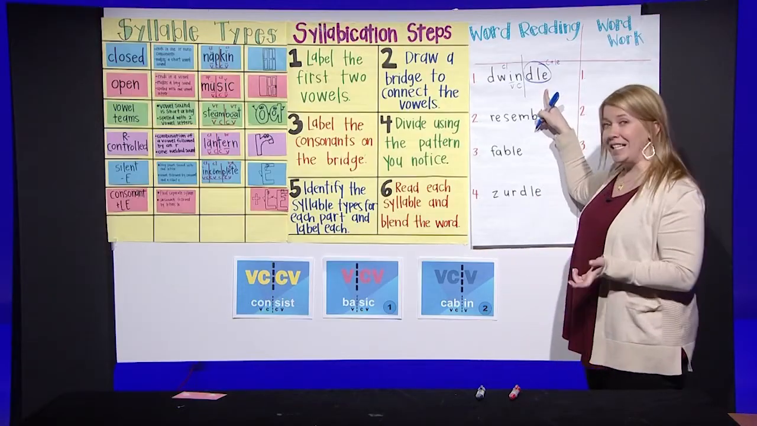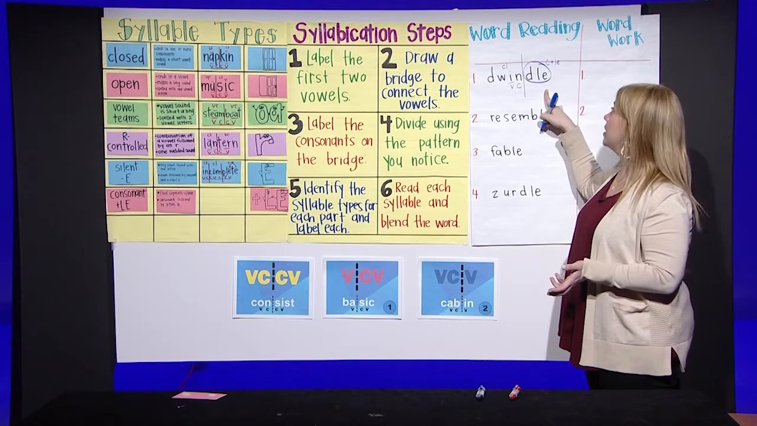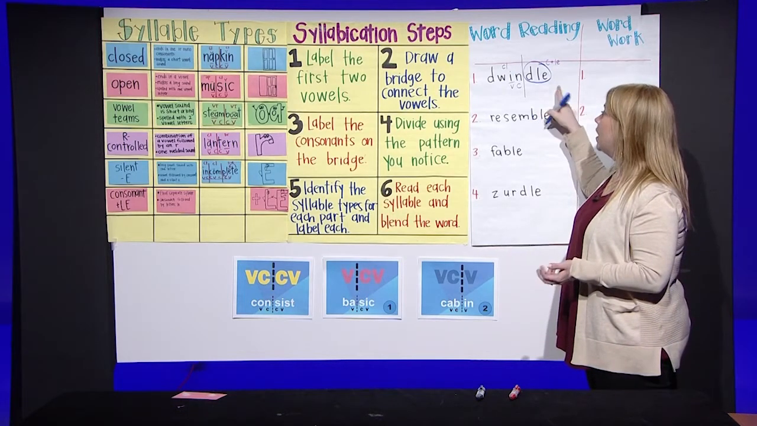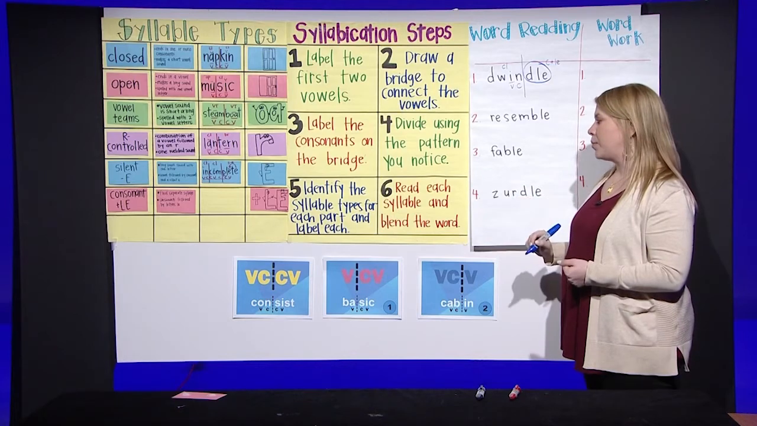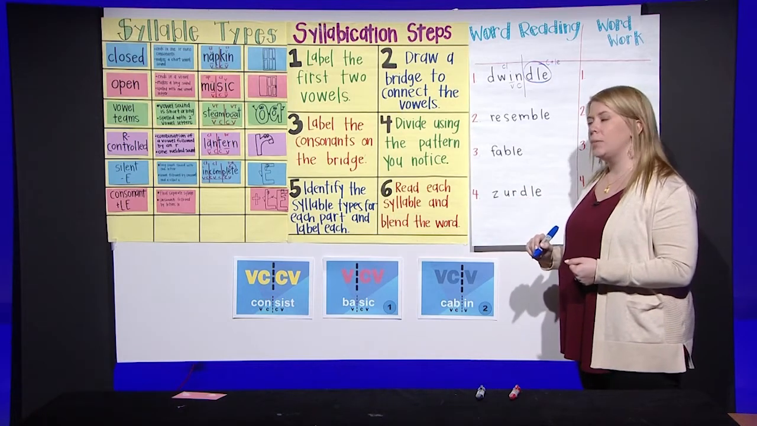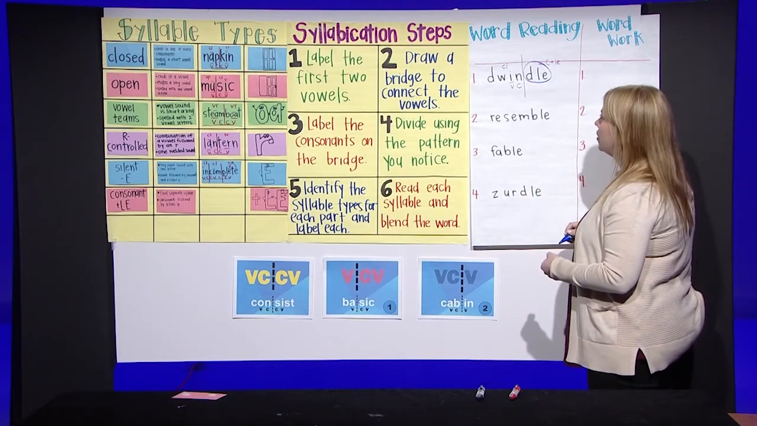And we already identified this syllable as consonant LE. Let's see if we can do the next part. Read each syllable and blend the word.